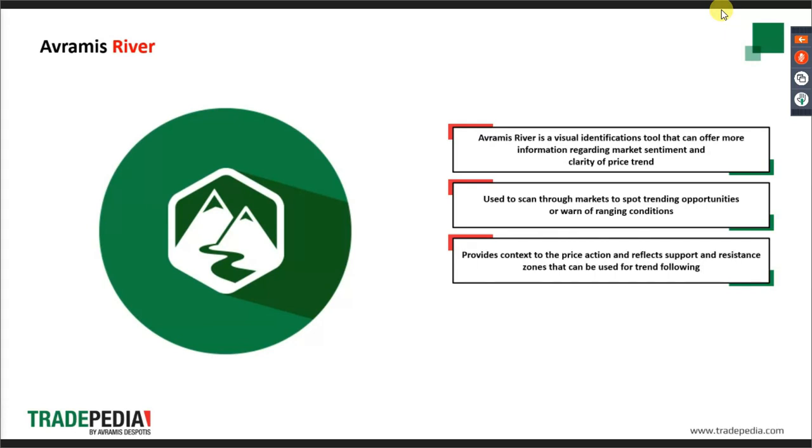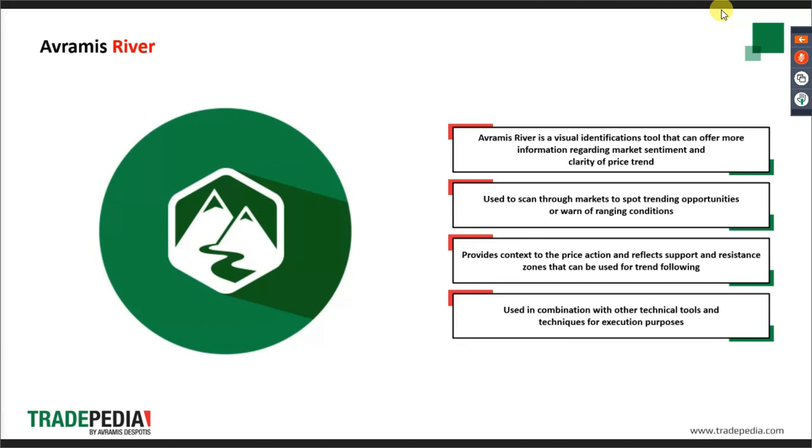Okay, so it provides context to the price action and reflects support and resistance zones that can be used for trend following. The river can be used in combination with other technical tools and techniques for execution purposes, for example our RSI, stochastics, and also candlestick patterns for execution.